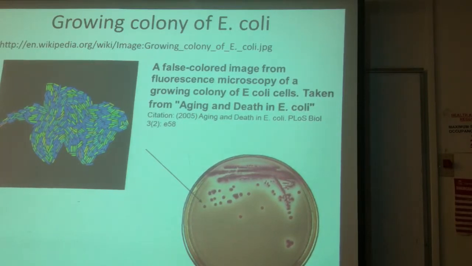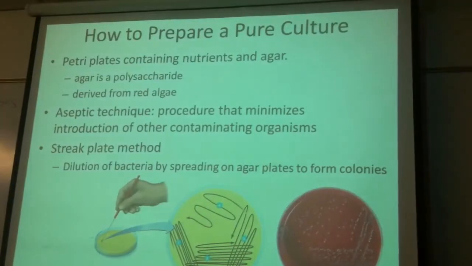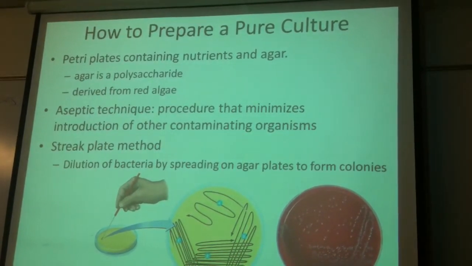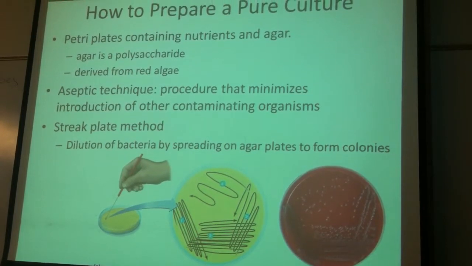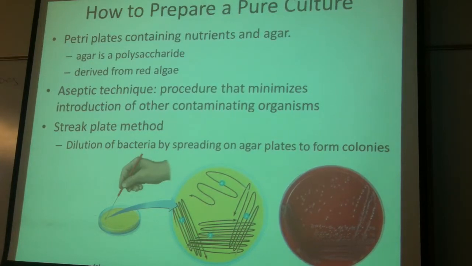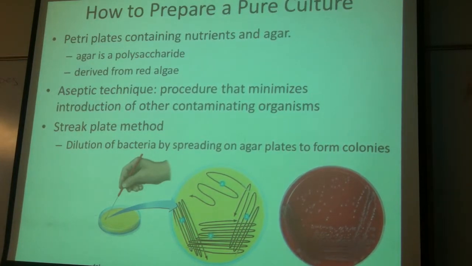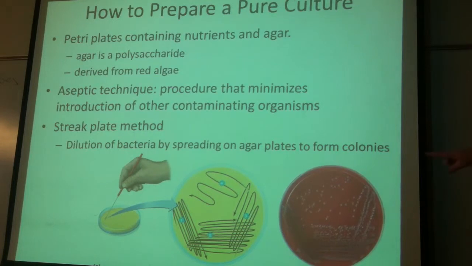So, how do you make a pure culture? One of the most common ways is on a Petri plate. You have your plate. In this one, they had red algae, which is why it's red. So you have polysaccharide, a sugar and carbon source, and with a flame loop you dip it into a liquid media.